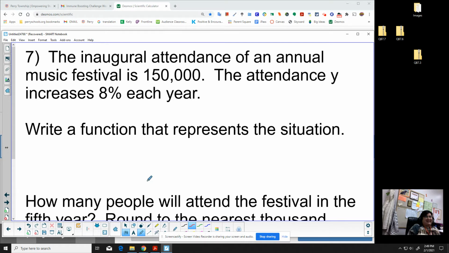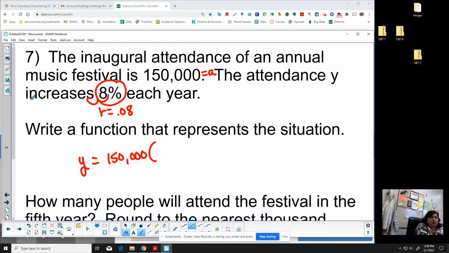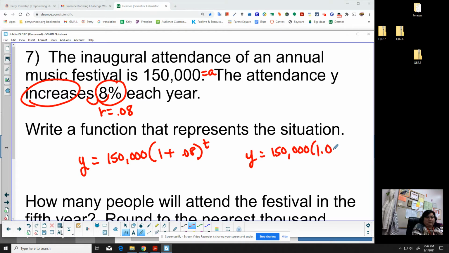Okay, so it says the inaugural attendance of an annual music festival is 150,000. That's my A. And the attendance Y increases by 8%. That's my R, and I'm going to move the decimal up twice. So if we write the function, that would be Y equals 150,000 times, and it increases, so that's a growth, 1.08 to the T. That's my function right now.